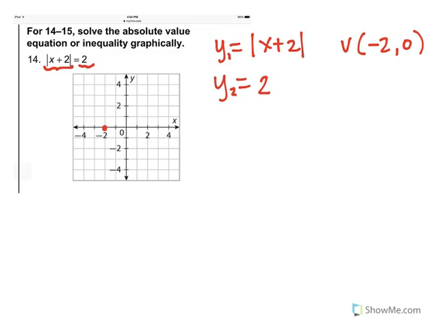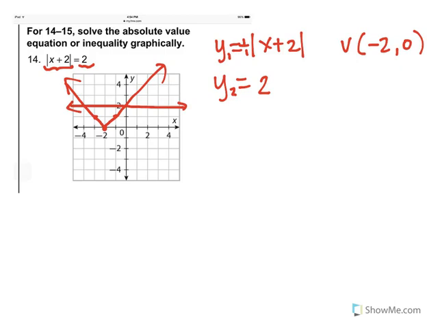And so using the slope going up 1/1 both ways, we will have the complete graph of this function for the absolute value. And then for the second equation, y equals 2 should be a horizontal line at 2.